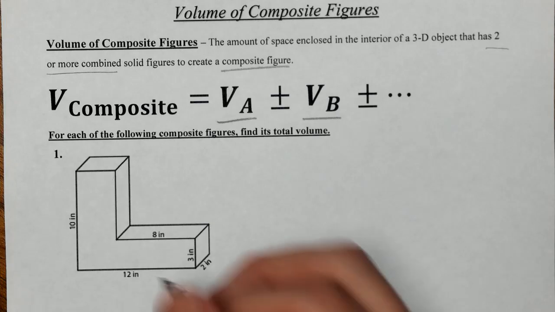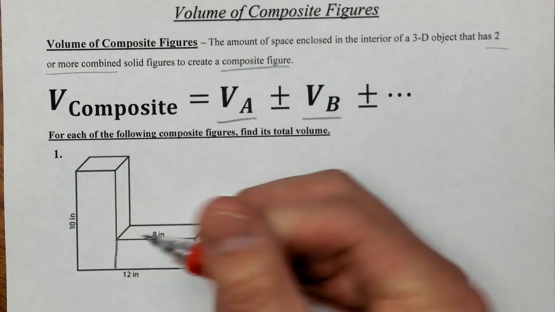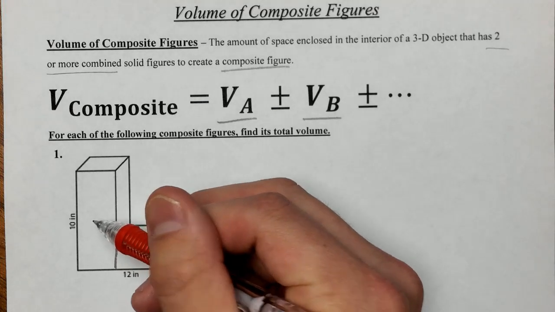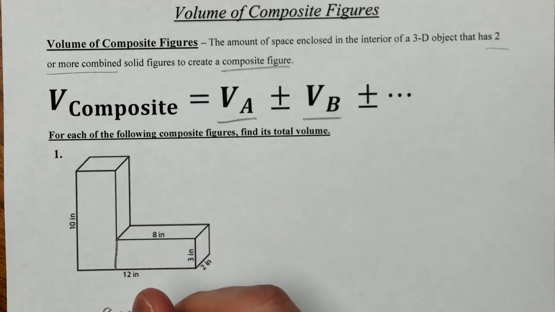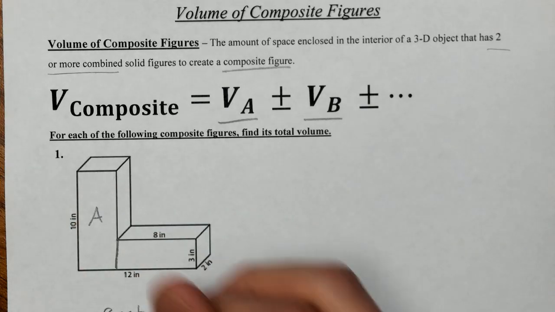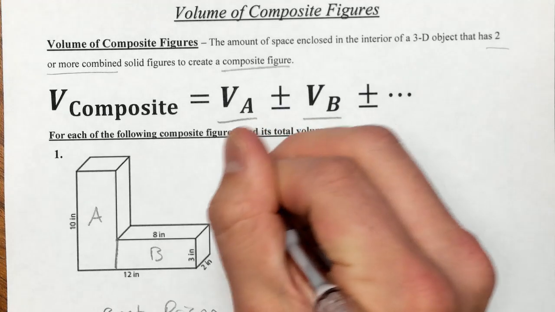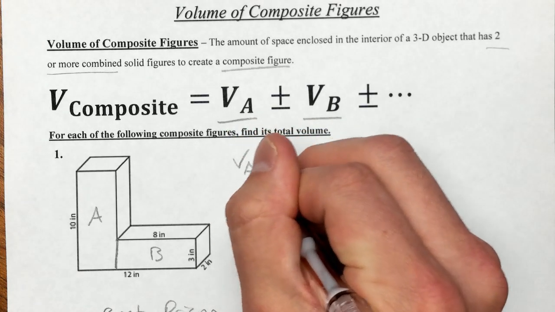Okay, so if I notice, I can cut my shape right here. Let's just draw a line right down. Well, I just made this into a rectangular prism. This is shape A. And then I also have another rectangular prism, which I can label as shape B. So what I want to do is find the volume of shape A first.